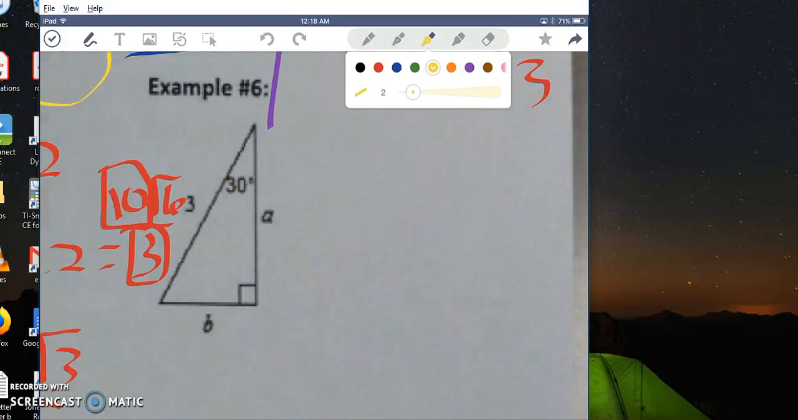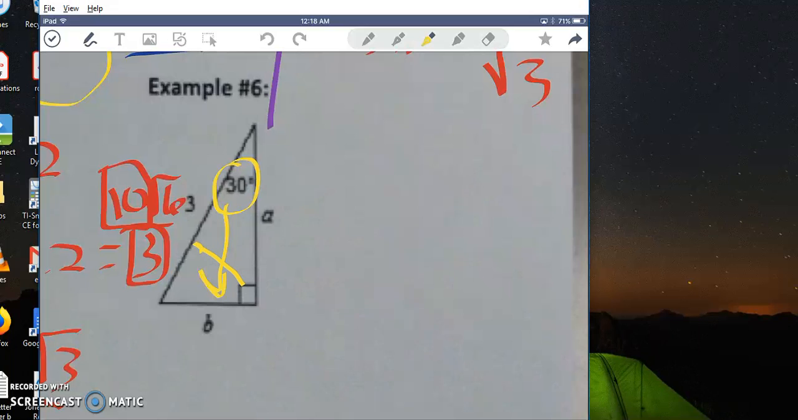In this last problem, we are given that this is the shortest angle, that makes this the short leg, that makes this the hypotenuse. So to find the short leg from the hypotenuse, the short leg equals hypotenuse divided by 2. In this particular situation, that's going to be 3 divided by 2. So that's just going to be 3 over 2.